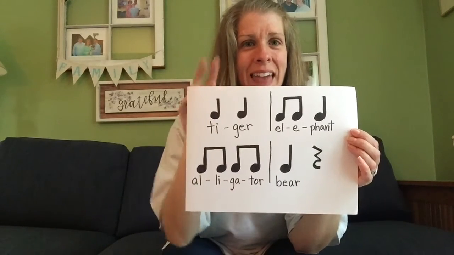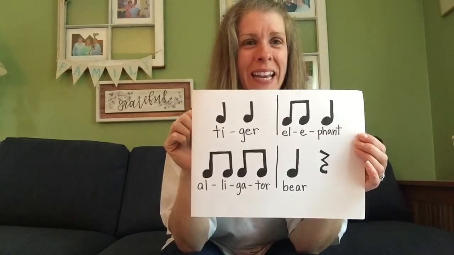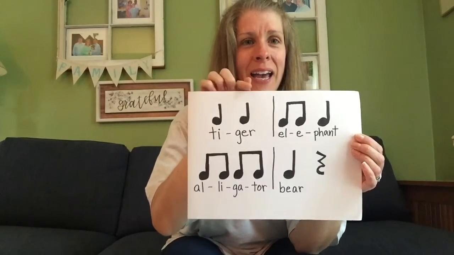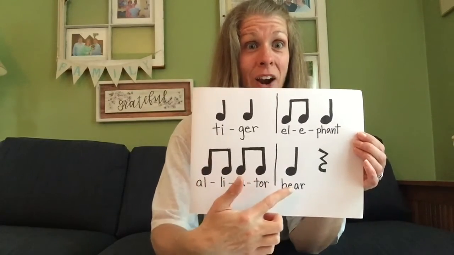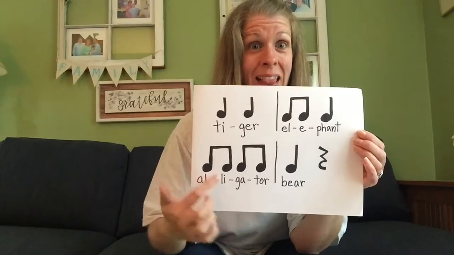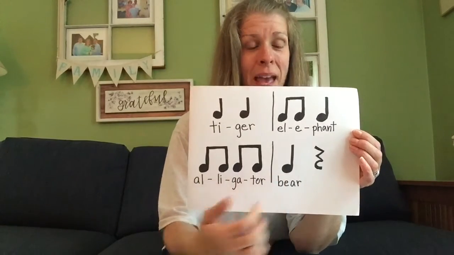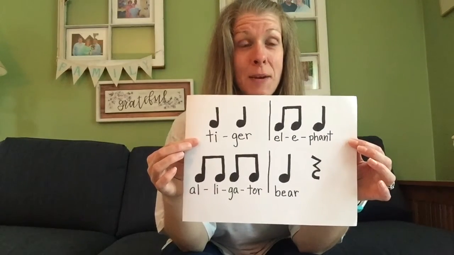I'm going to say that 2 times. Maybe you could say that with me 2 times right now. Ready? Here we go. Tiger, elephant, alligator, bear. Tiger, elephant, alligator, bear. And I'm going to get ready to say that pattern after I sing my song.